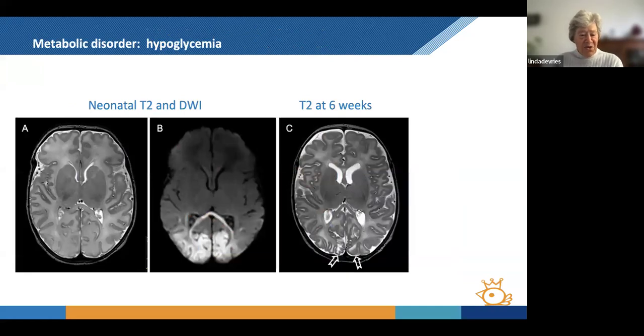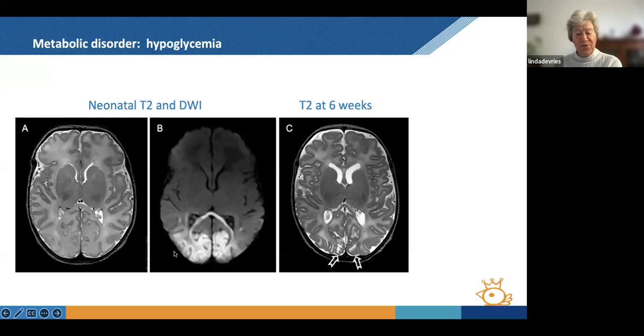Metabolic disorders, as I mentioned before, also very helpful. This is a very typical example of a child with severe hypoglycemia, symptomatic hypoglycemia with seizures. On the ultrasound, it's difficult to get to the posterior lobe where the injury is usually seen. We see here clear loss of the cortical ribbon. Here we see the black outline of the cortex, but here you lose it.